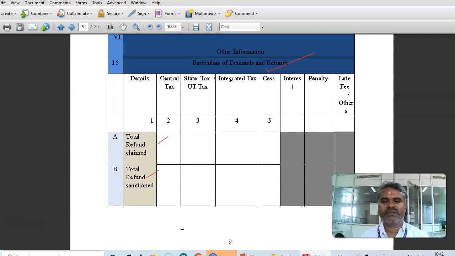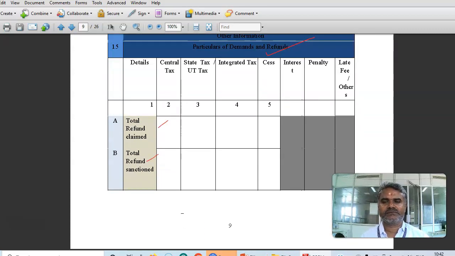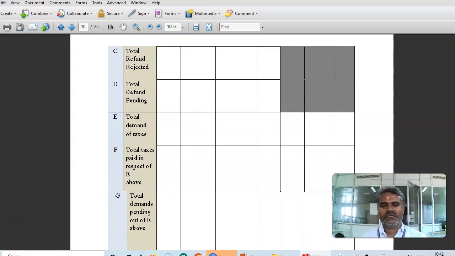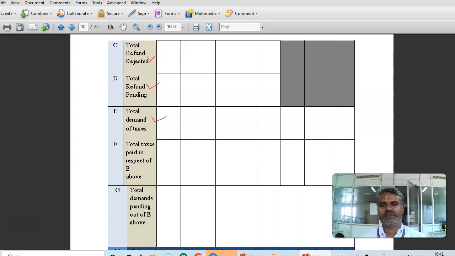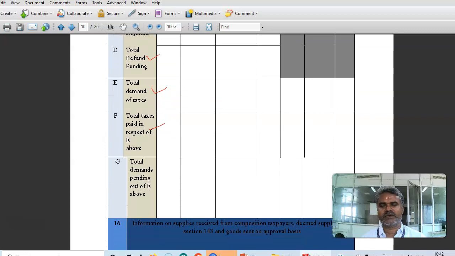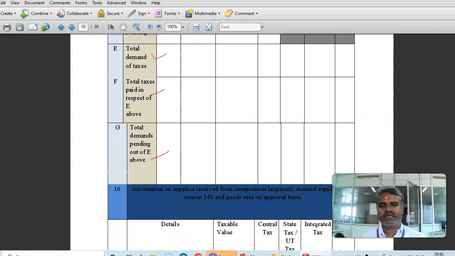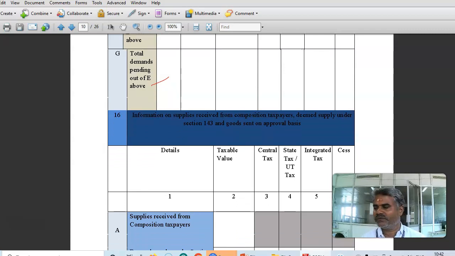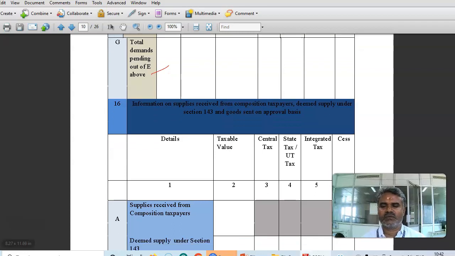Okay, everything will be given here. We give it because it is an annual return. We have to give the detailed information. You see, total refund rejected, total refund pending, total demand of taxes, total taxes paid out of that, total demands pending out of that, everything. You have to give it compulsorily here, my dear students.